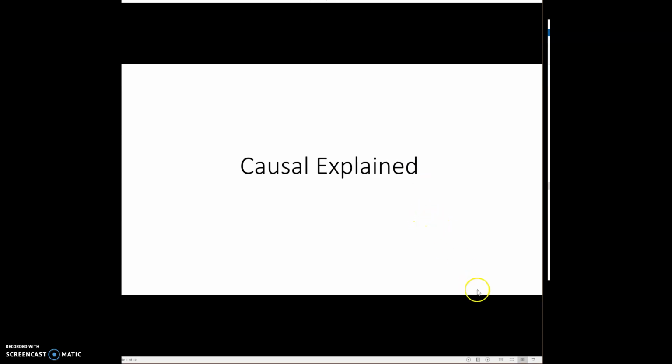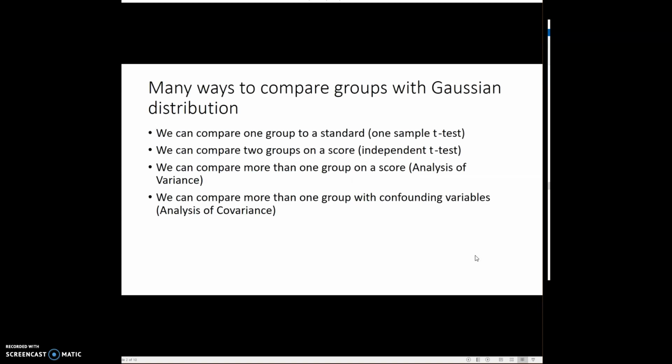So, causal studies or causal research studies. We can go through several of these. Again, there are many ways to compare groups with Gaussian distributions, or normal data that is distributed in a normal way and that have enough people in their samples.